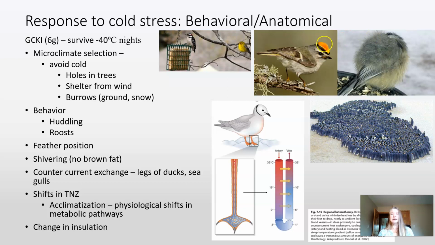The book goes into a little more detail on countercurrent exchange. How in the world do the legs of ducks and seagulls not freeze off in the winter when they're standing on ice? Basically, they use a countercurrent exchange system so that they're rewarming that blood before it comes up to the body, to prevent it from overcooling them. They can also change their insulation. During the winter months, birds actually put on more feathers for colder temperatures.